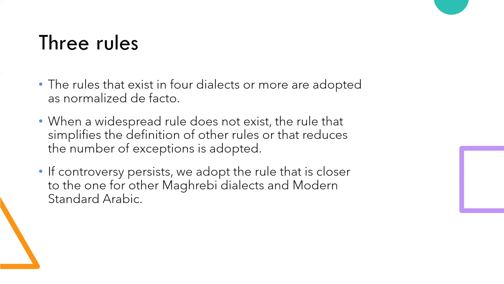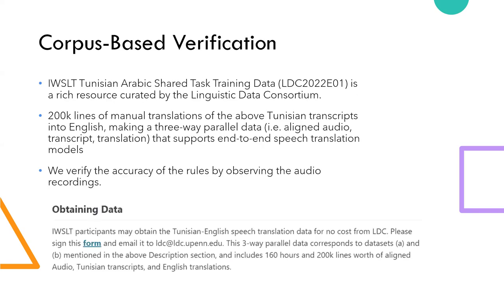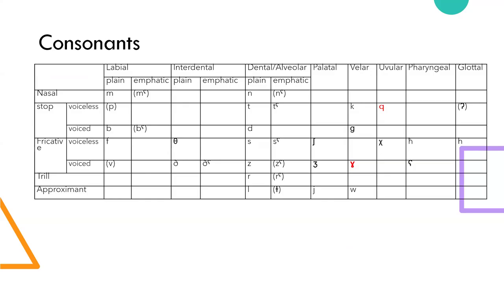If this does not happen and we find a controversy, we adopt a rule that is closer to the one in other Maghrebi dialects, including Moroccan, Algerian, and Libyan, and Modern Standard Arabic. After that, to verify our choices, we verify the accuracy of the rules by observing audio recordings of phone calls in a database called the IWSLT Tunisian Arabic Shared Task Training Data provided by the Linguistic Data Consortium.